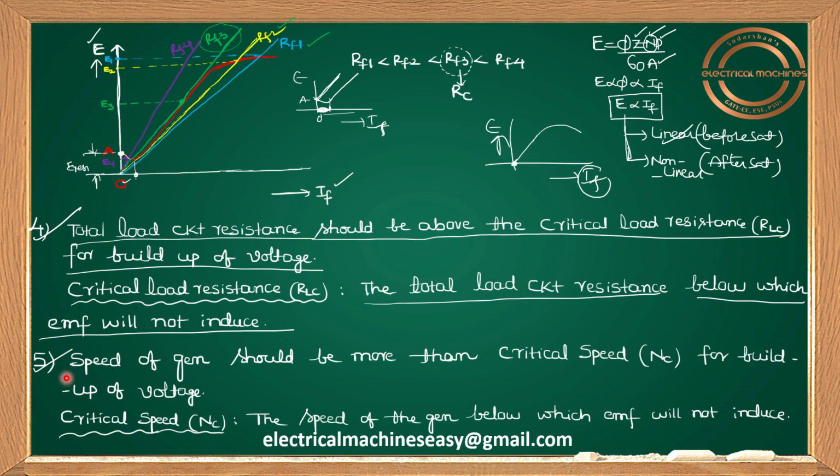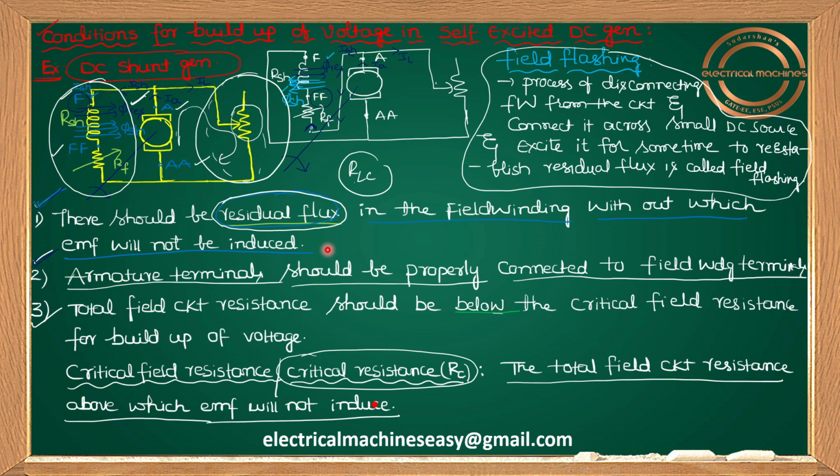And in addition to these five points, some more points are there for conditions for buildup of voltage in a self-excited DC generator. So try to understand these five points. In the next video, I'll be discussing some more factors, some more points which are affecting conditions for buildup of voltage in a self-excited DC generator. That we'll discuss in the next video.